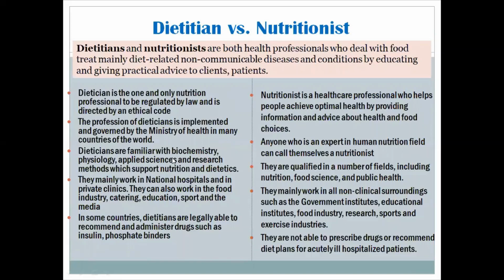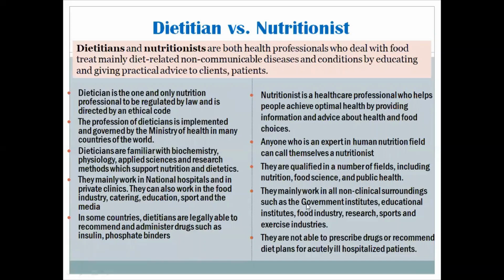Dietitians are familiar with biochemistry, physiology, and applied science and research methods which support nutrition and diets. यहाँ पे nutrition, anyone can be expert in the human nutrition field, while they are qualified in a number of fields, including nutrition, food science, and public health. The dietitians mainly work in national hospitals and in private clinics. They can also work in food industry, catering, education, sports, and the media. Dietitian कहीं भी काम कर सकते हैं, but most of the time they work in national hospitals and private clinics.